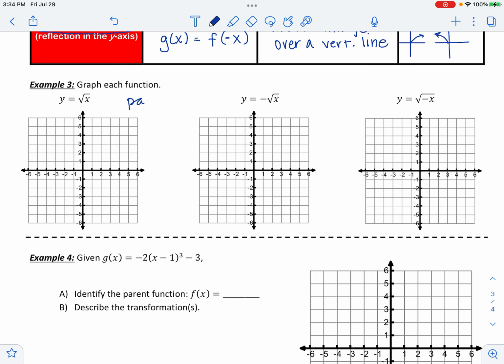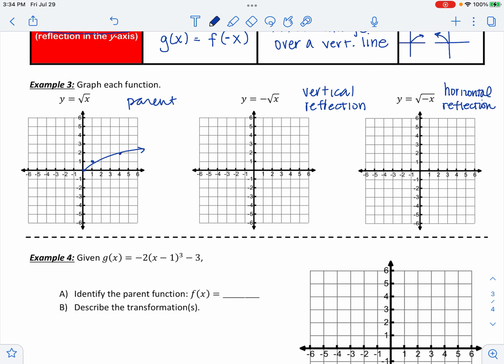So this is our parent. If you look right here, this is outside the parent function, which is vertical. So this is a vertical reflection. This is inside the parent, still the opposite of it, so it is a horizontal reflection. All right, our parent, remember, 0, 0, 1, 1, 4, 2.